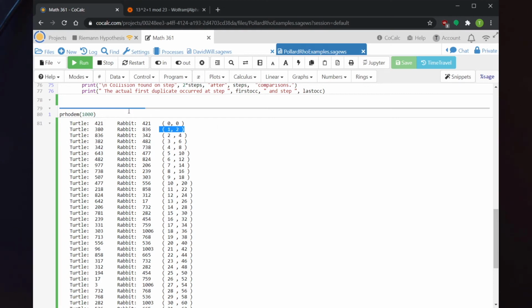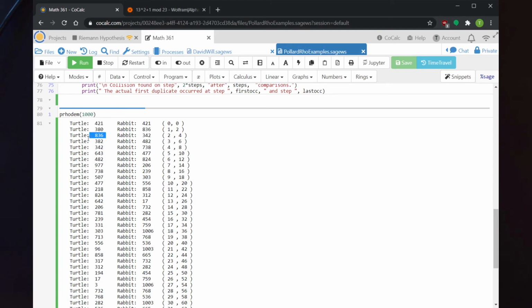The next iteration, the turtle is now on step 2 of the path, looking at the number 836, which might look familiar because the rabbit last iteration was looking at 836, because, again, the rabbit last iteration was looking at the second step on the path. But the rabbit now is on the fourth step of the path, and the rabbit is now looking at 342.